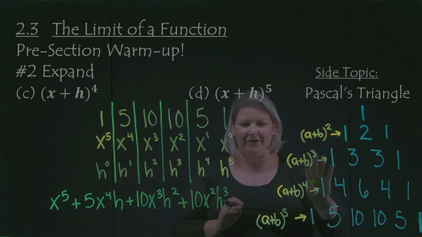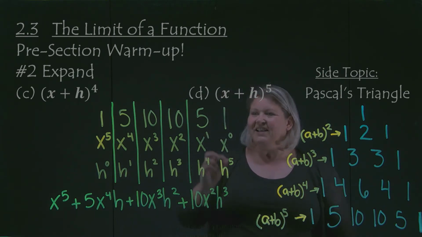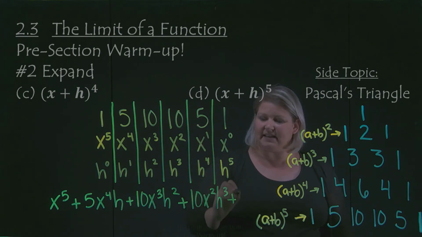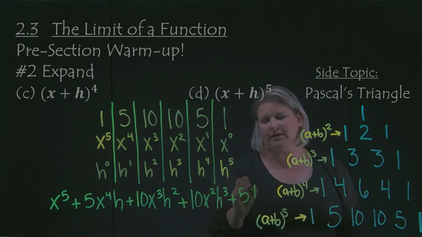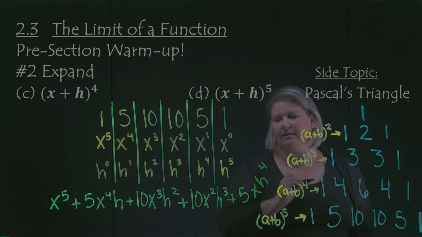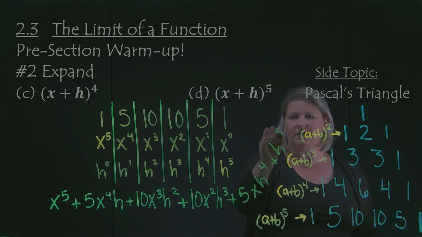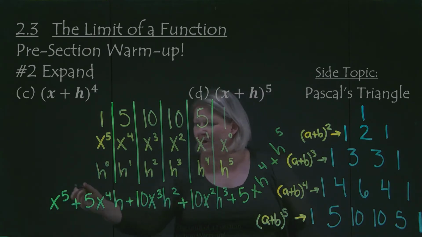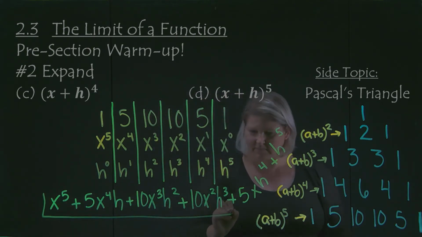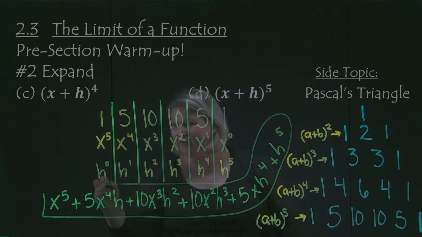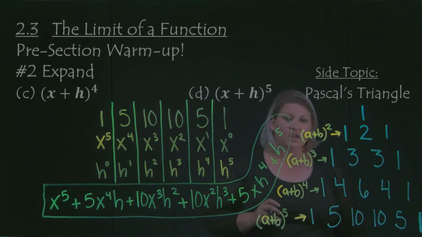Oh, I'm going to run out of room. These are long. Then I've got the next column. I'm going to add to that 5x and h to the 4. We're going to curve up here. And then my last column, which is going to be h to the 5th. All right, sorry I had to curve up. The marker liked that problem.